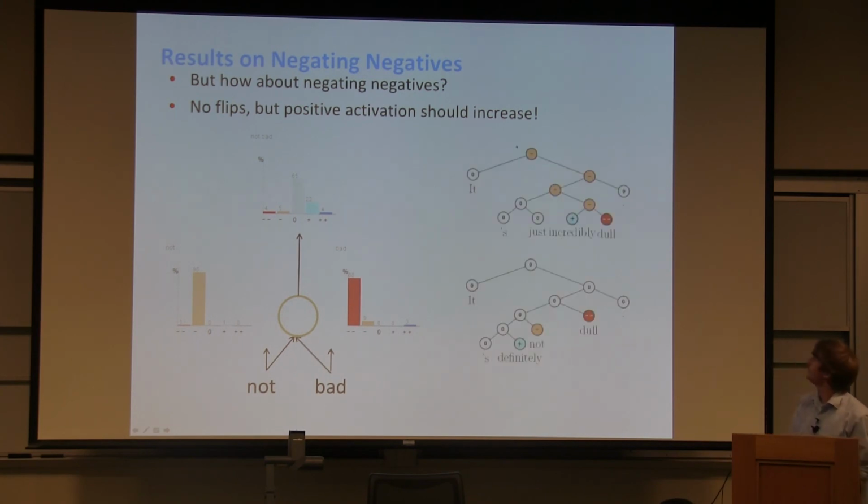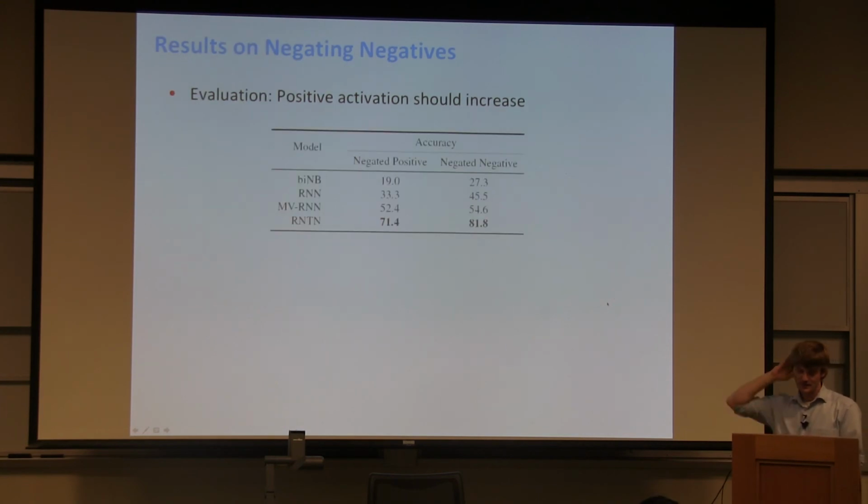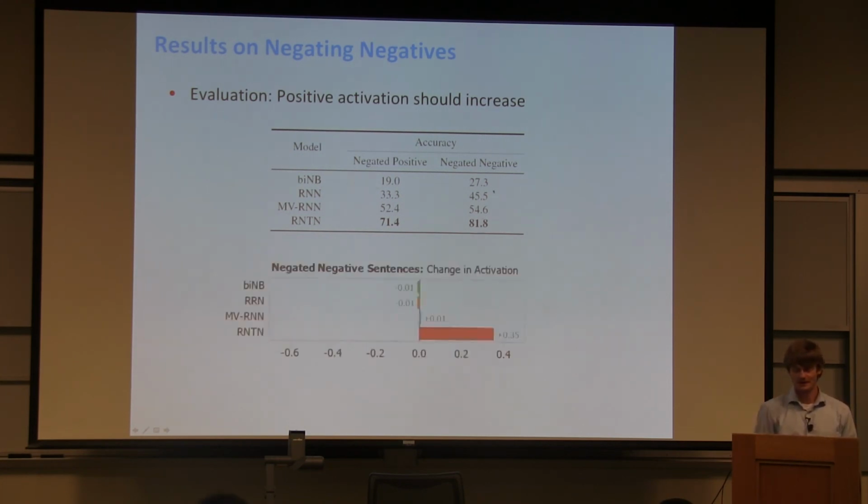And here's a real example. It's just incredibly dull versus it's definitely not dull. Not dull, again, doesn't necessarily mean it was the most exciting movie, but it's not dull. And so the cool thing was that here the differences were even more pronounced when we negated these negative sentences with very small changes. The RNTN has now an even bigger gap over the simpler baselines. And most interestingly, it was actually the only model that captured this effect at all of the models we tried at the time.